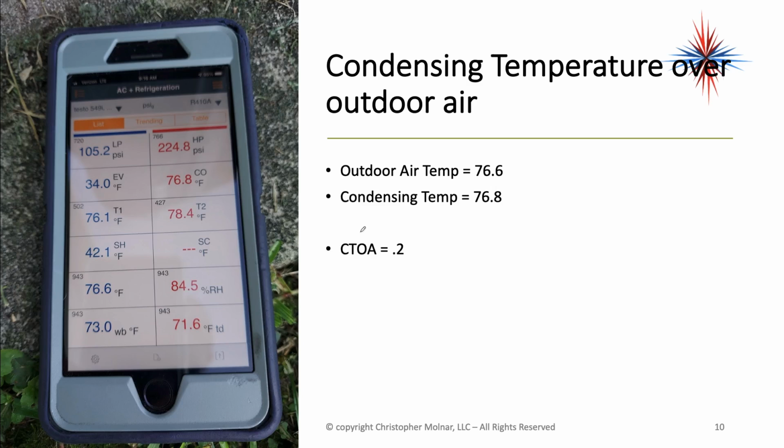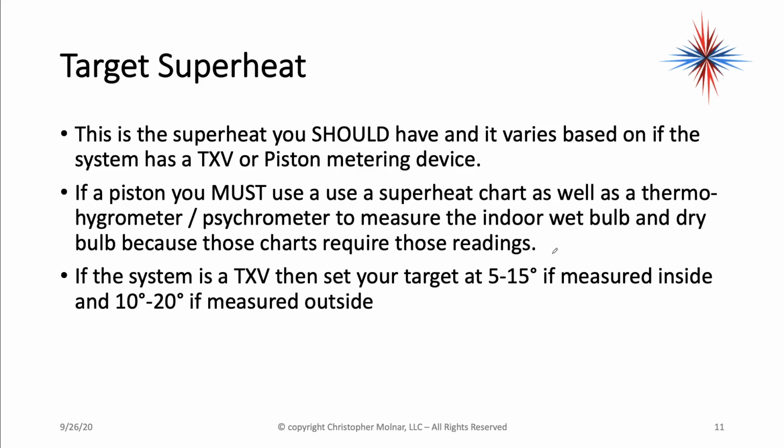Condensing outdoor air temperature was 76.6. Condensing temperature 76.8. I have a 0.2 degree difference. Obviously, we have a problem. Okay. Start thinking about all the readings that I'm showing you here, because we'll talk about what the problem is when we're done. Target superheat.